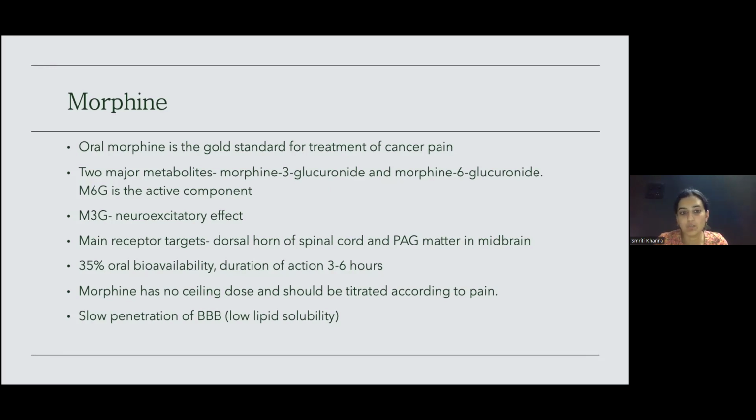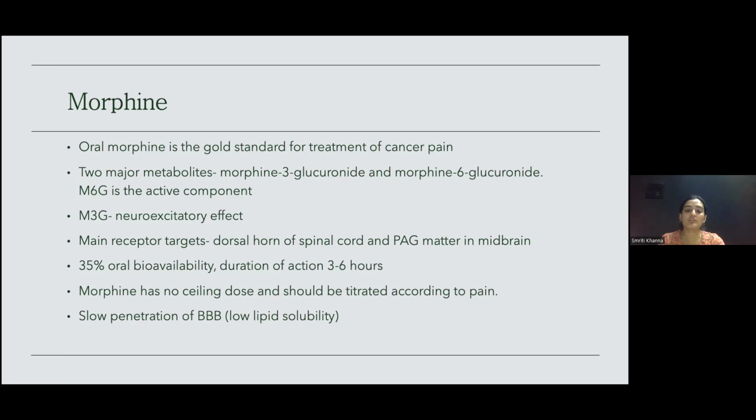Two major metabolites in oral morphine: M3G, morphine 3-glucuronide, and morphine 6-glucuronide. M6G is the active component, and that's the one that goes and binds to the receptors. M3G is also sometimes responsible for a neuroexcitatory effect, and sometimes there can be CNS side effects associated with morphine, which M3G will be the cause. Now, the main receptor targets for morphine are the dorsal horn of the spinal cord and the PAG matter in the midbrain. And morphine has about 35 to 40% oral bioavailability.